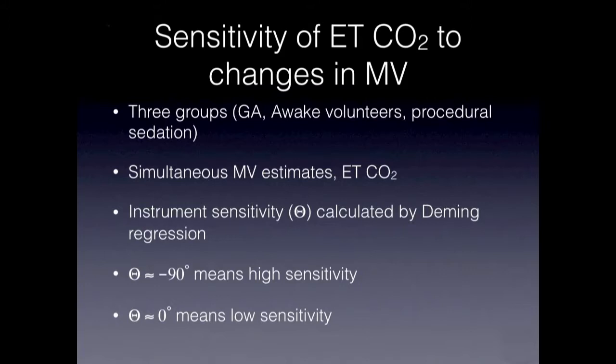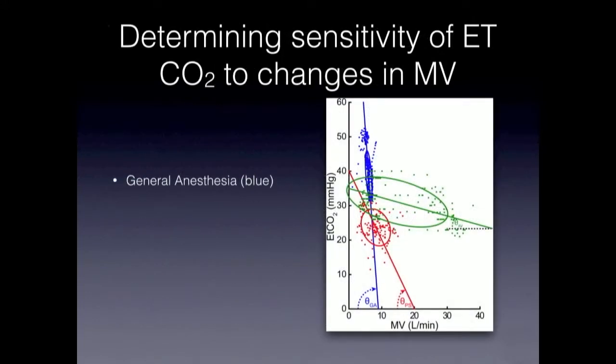So he calculated what's called the instrument sensitivity, which is how much you expect the CO2 to change as you change the minute ventilation. If you've got a theta of minus 90 degrees, that means you have a highly sensitive instrument. It can really detect what's going on. If you've got a theta around 0, it means it's got low sensitivity or no sensitivity. It's just a random number generator, okay? And so these are 3 examples from sample patients just to illustrate this concept.